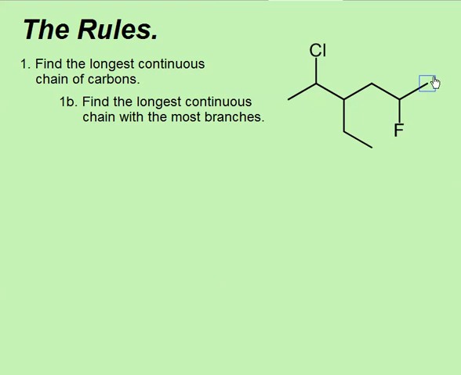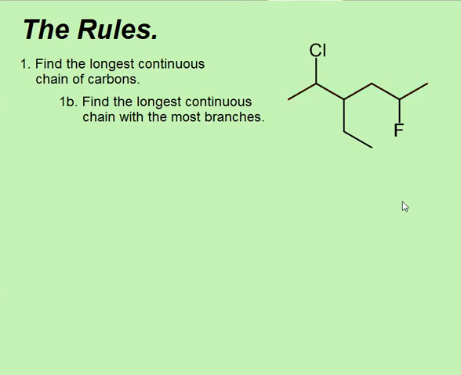So if we look at those two routes that we looked at, if we go from here to here, we see 1, 2, 3 branches off the main chain. But if we started from here and finished up here, we'd only see 1, 2 branching points. So the first option is the best option, and it gives us the most continuous chain of carbons with the most branching.